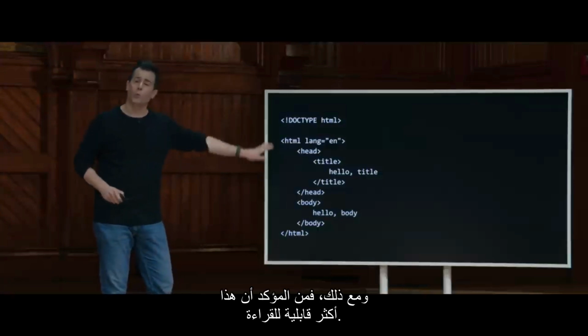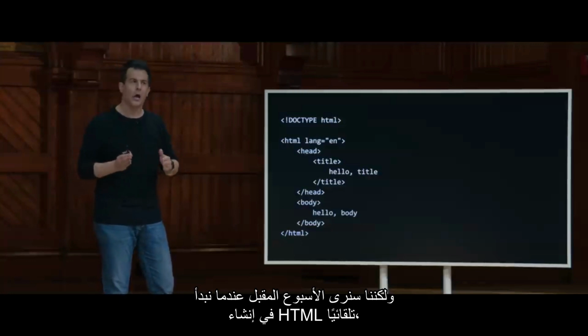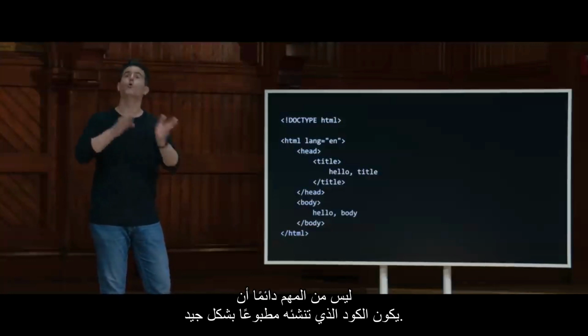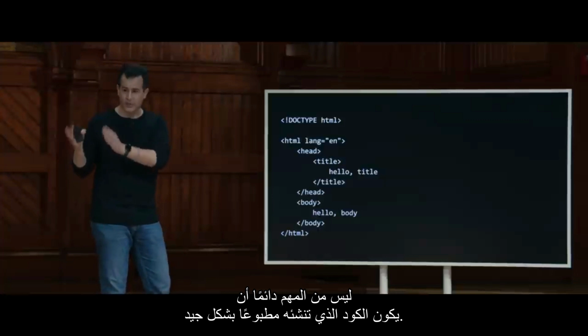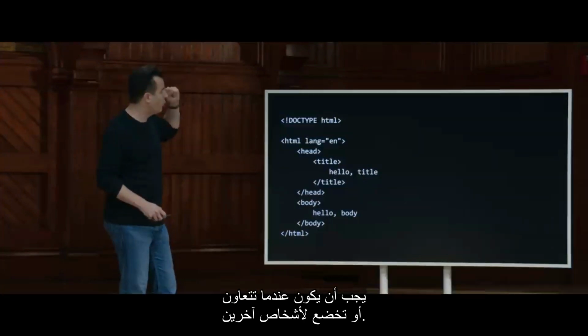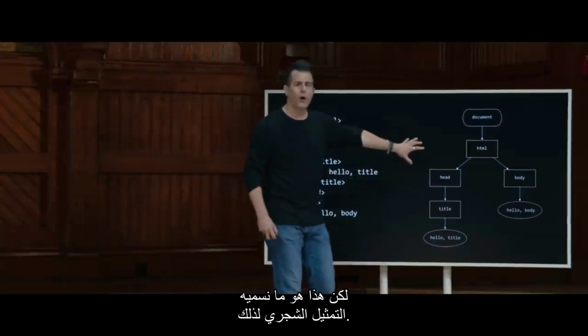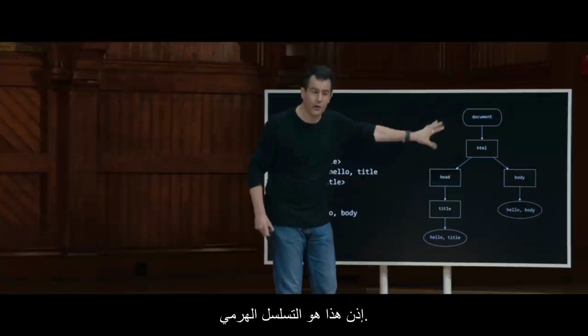However, this is certainly much more readable, but we'll see next week as we start to generate HTML automatically, it's not always important that the code you generate be pretty printed. But when you're writing in this format, it absolutely should be when you're collaborating or submitting to other people. So this, though, is what we would call a tree representation of this. So here is that hierarchy.